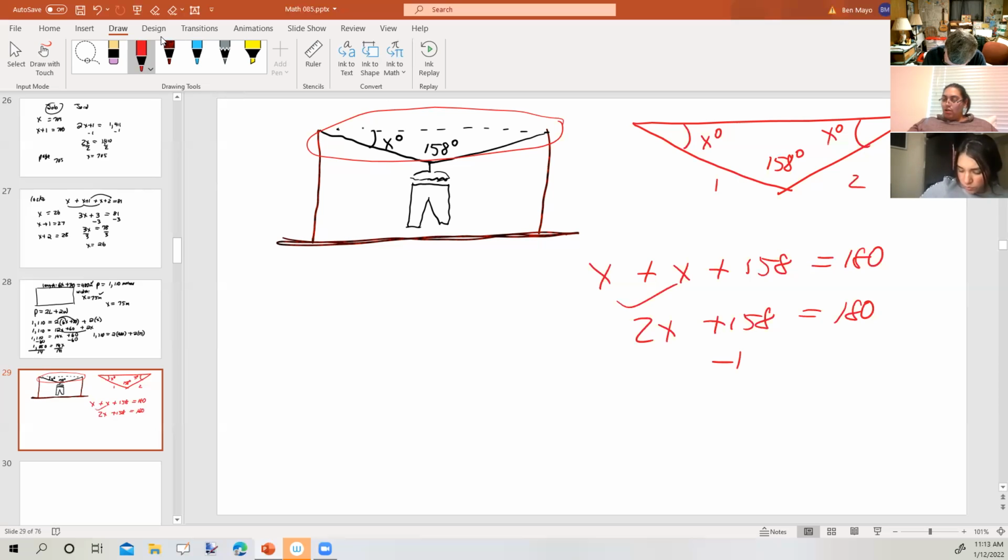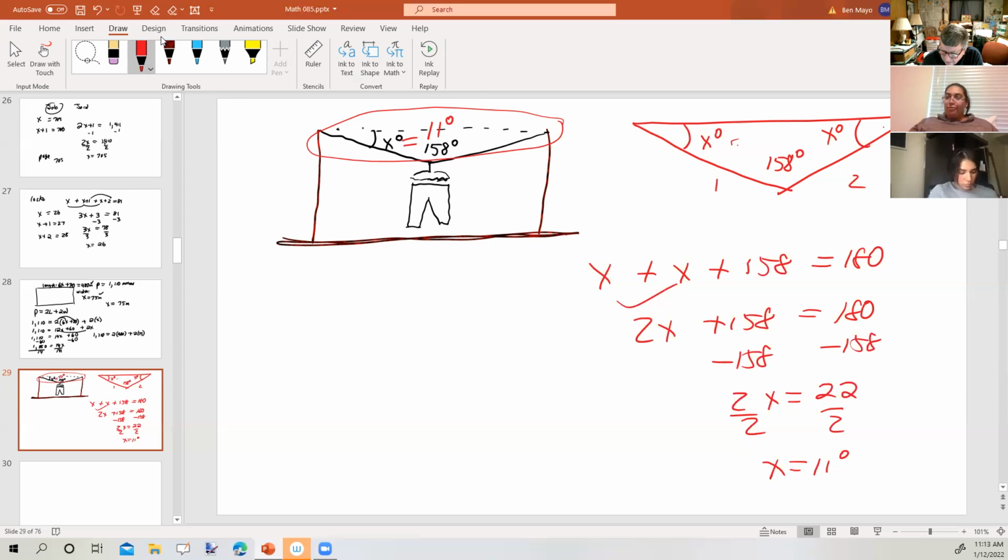Combining like terms. Subtract 158 from both sides, 2x equals 22. Divide by 2, x equals 11. And that would be 11 degrees. So find X, the angle a clothesline makes with the horizontal, that is 11 degrees. Now, to do this problem, you needed to know that an isosceles triangle has two equal sides, consequently two equal angles, and that the sum of the three angles of a triangle always adds up to 180 degrees.